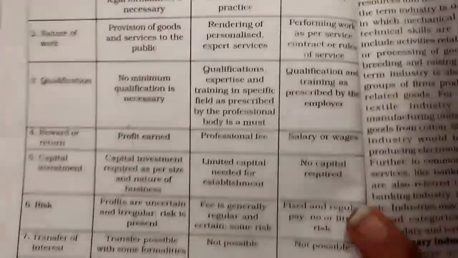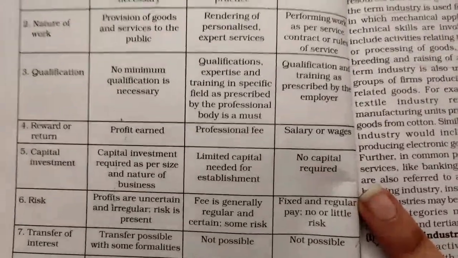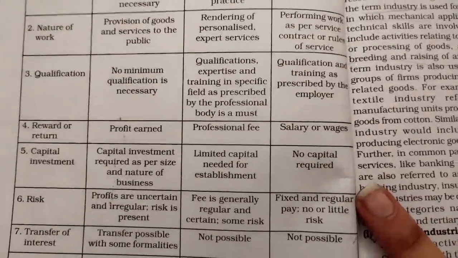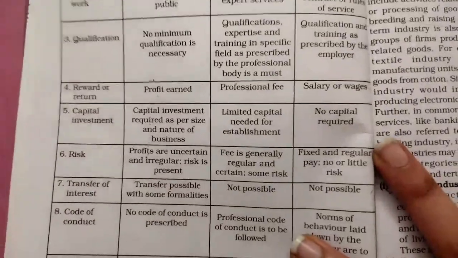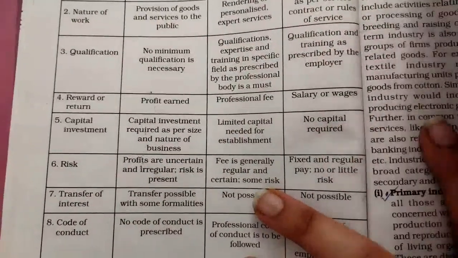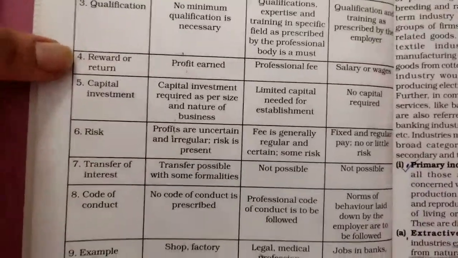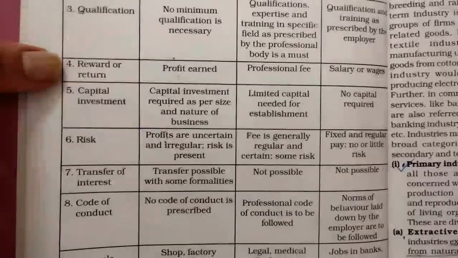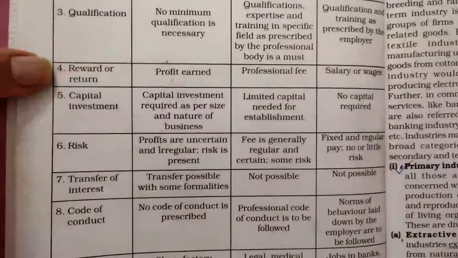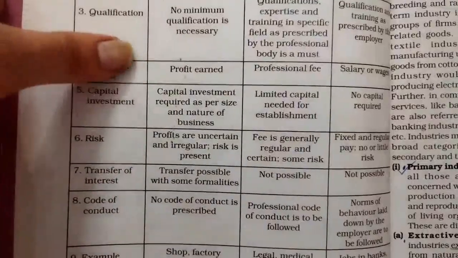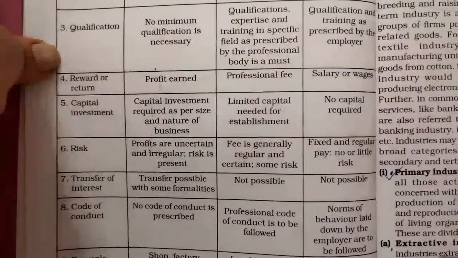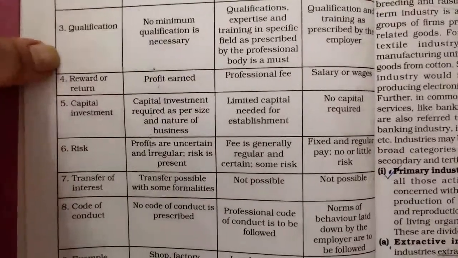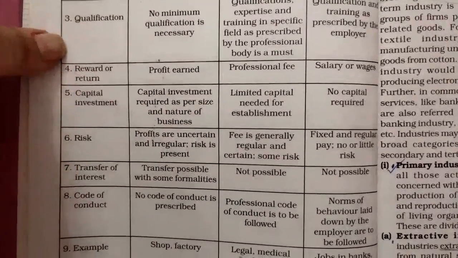Now talking about the reward or return. In business profit is earned, in profession professional fee is earned, and in employment salary or wages are earned. Now talking about capital investment. In business, capital investment is required as per the size and nature of the business. In profession, limited capital is needed for the establishment of the firm or practice. In employment, no capital is required as we are giving services to the employer.